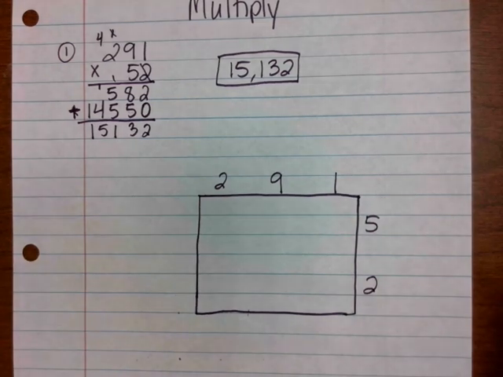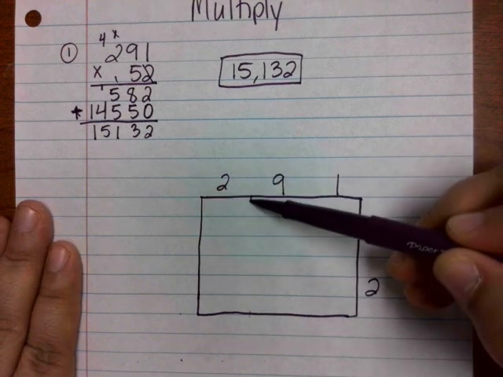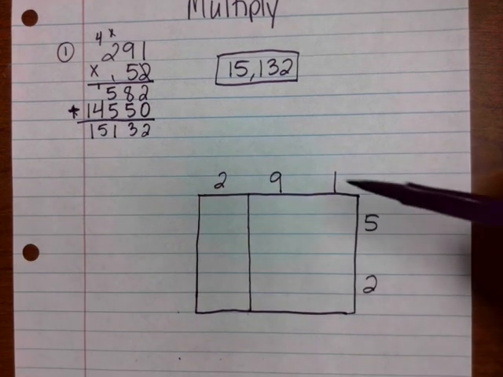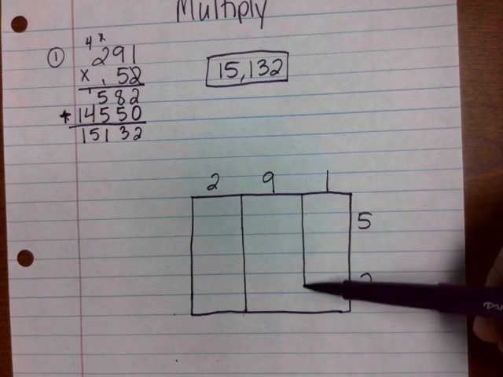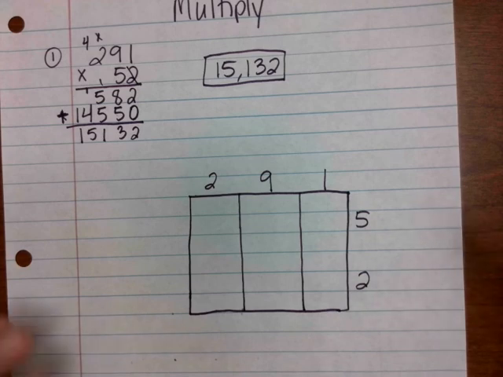Now we're going to draw a line in between each number. So between the 2 and the 9, we're going to draw a line here. Between the 9 and the 1. And then we're also going to draw a line in between the 5 and the 2.